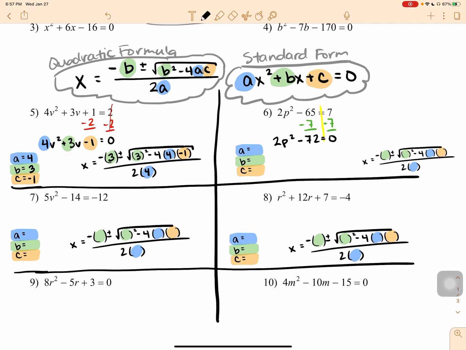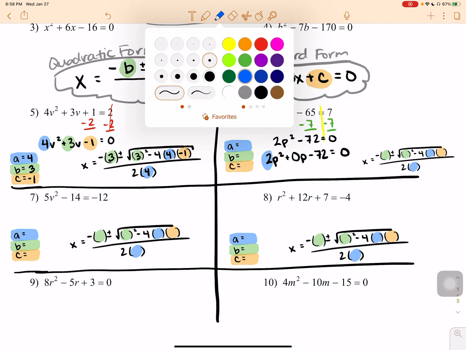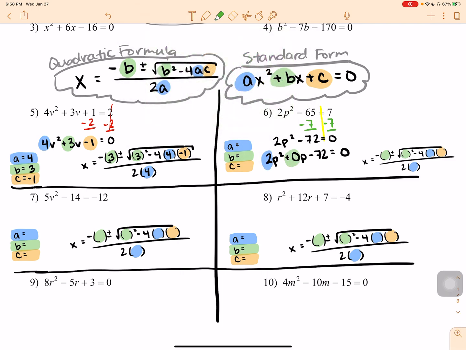This is still not in standard form. We are missing this middle term here, the term with only one variable. So what we have to do here is put it in, but it is 0 of the variable, 0p, or it would have been 0x. So you have to have that there so that you're able to identify the a, b, and c. So a here is 2, b here is 0, and c is negative 72. So 2, 0, negative 72. Okay, so again, just make sure you're pausing if this is going too fast.